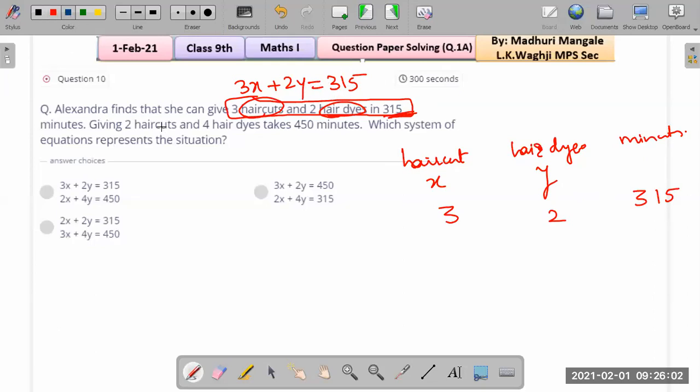Same way, look at the second condition and get the second equation. 2 haircuts and 4 hair dyes takes 450 minutes. So what will be the equation? You just have 3 choices. Look at the choices carefully and select the correct one. Don't be in a hurry. Select the correct one, please. And don't do guesswork. You all can get them right.